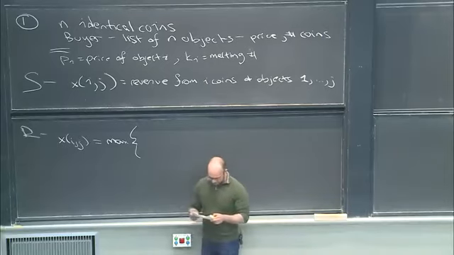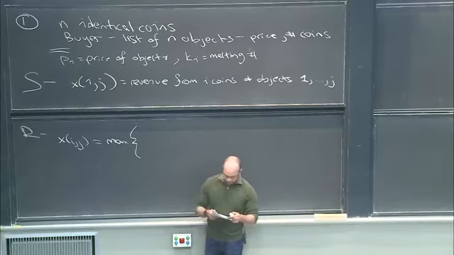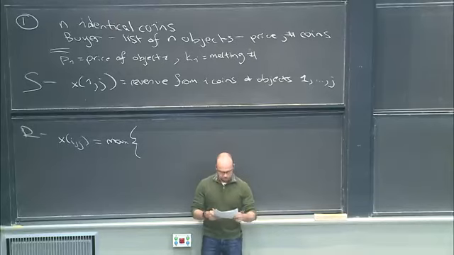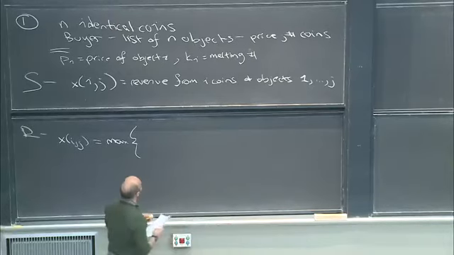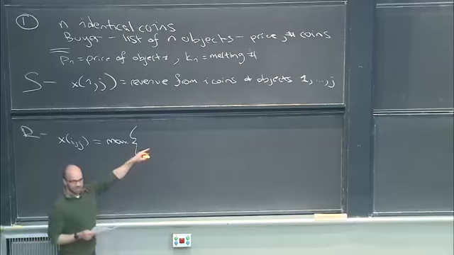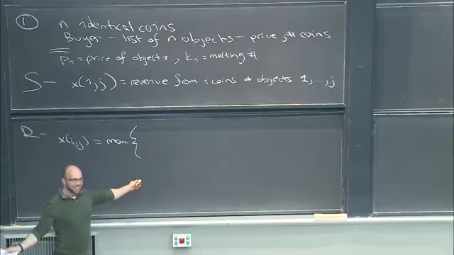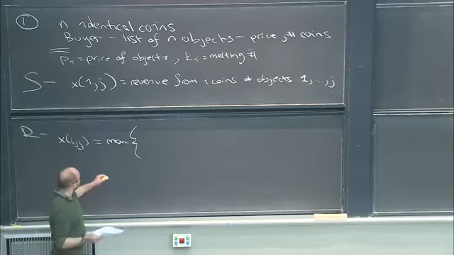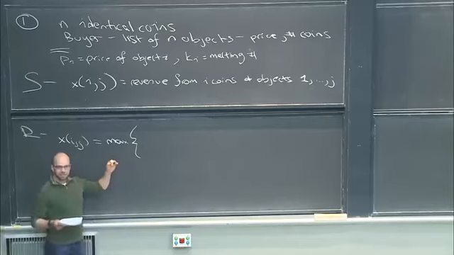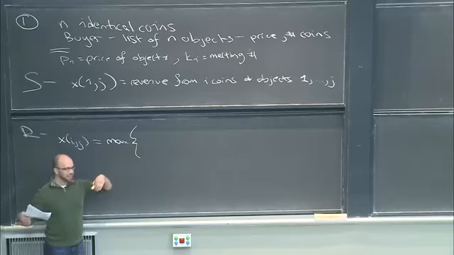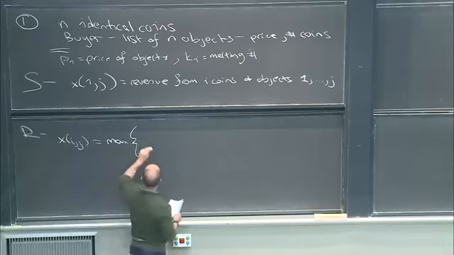So first, let's say that I choose not to make object j. What does that mean? Did I spend any coins? No. And moreover, what is my maximum profit? It's going to be the same as the maximum profit using objects 1 through j minus 1, because I didn't use object j. So in particular, that would be x.